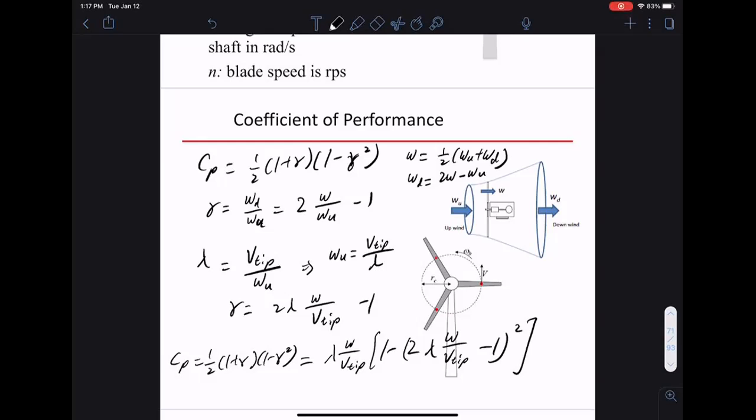You don't need the wind speed up and downwind of the blades. You just need the one wind speed. You still need the wind upwind of the blade, since you have the lambda there, but you don't need the downwind speed. So upwind is easier to measure.